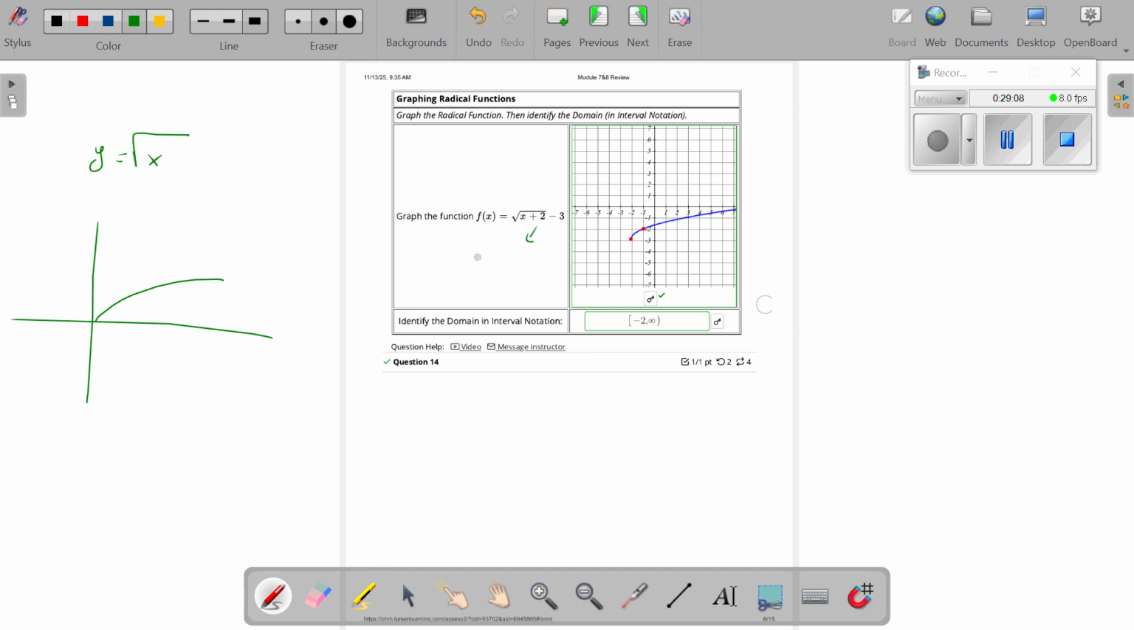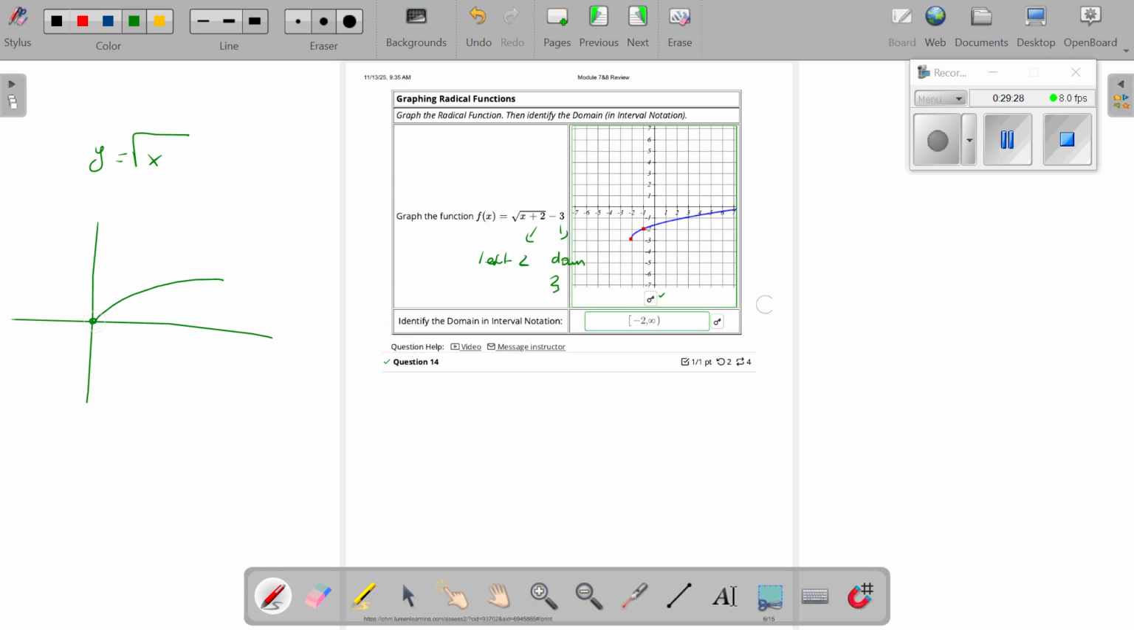We have x plus 2. That means it has been moved left 2. And we have minus 3. Square root of x plus 2 minus 3, a number is subtracted outside of the function. So this is going to move the function down 3.